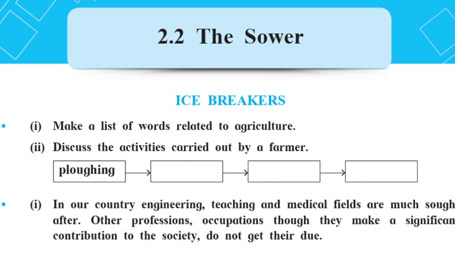The second thing is to discuss the activities carried out by the farmer. The first one given here is ploughing. After ploughing, sowing will come. After sowing comes weeding, and there are lots of activities, but the main activity is weeding. Weeding means you have to remove unwanted grass from your field. That is called weeding.